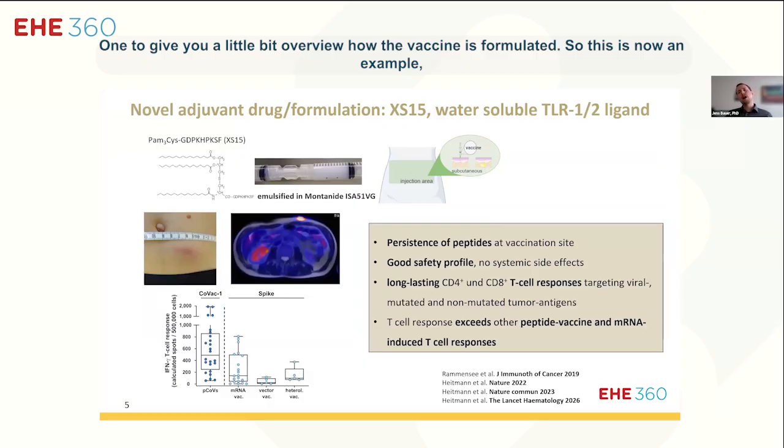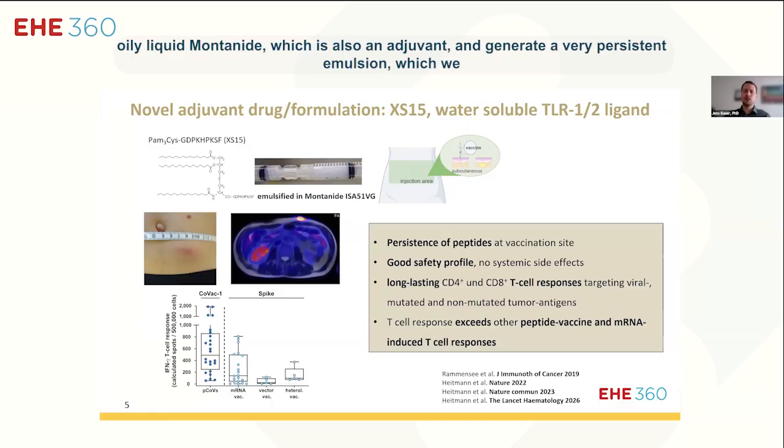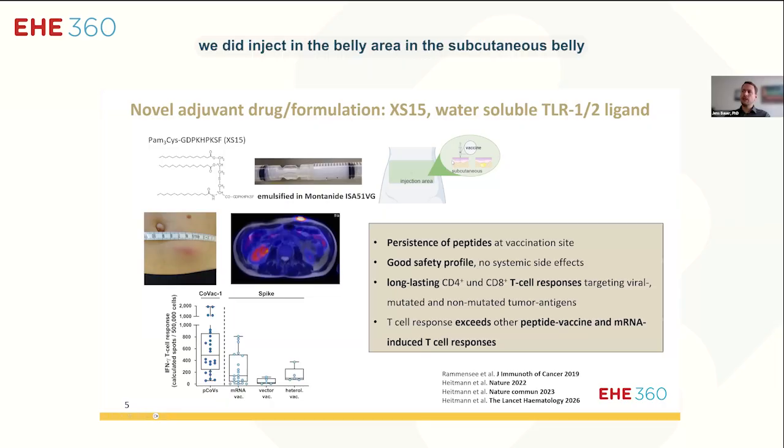To give you a little bit of an overview of how the vaccine is formulated. This was an example of what antigens we can target, and especially a fusion antigen. And we are formulating these vaccines by combining our novel adjuvant, the XS15, which is a water-soluble TLR1/2 ligand, together with peptides in a water emulsion in Montanide. So we mix water and the oily liquid Montanide, which is also an adjuvant, and generate a very persistent emulsion, which we then inject in the belly area in the subcutaneous fatty tissue.